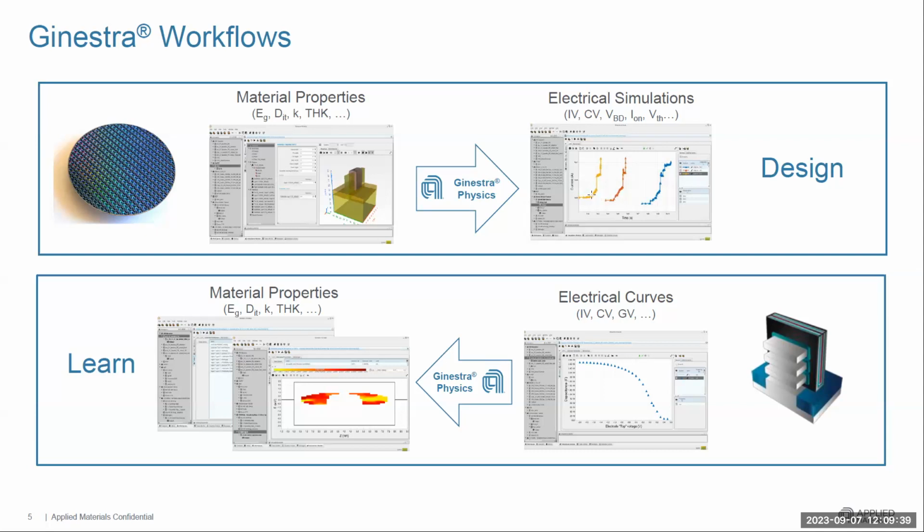Output are distributions, so maybe breakdown and distribution, so Weibull distribution for the breakdown, or maybe EV or CV curve, and anyway, what is helping to the study of the device we design. If we consider the learning path instead, the learning workflow, in this case, what we do is the opposite mainly.